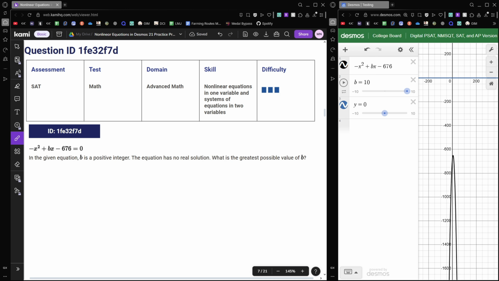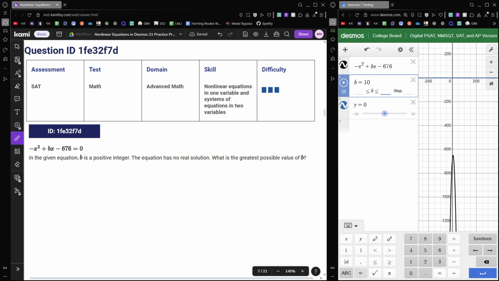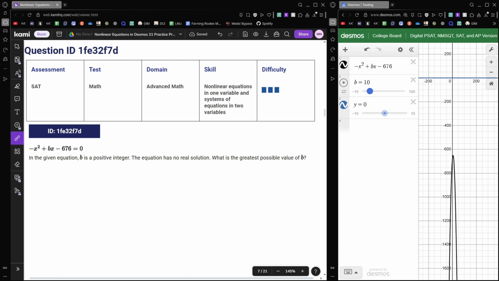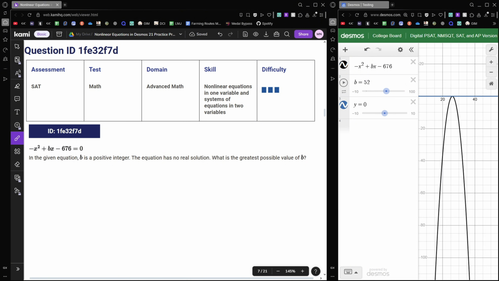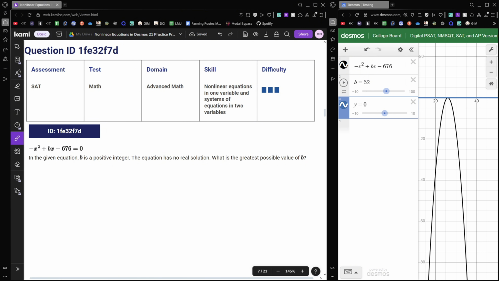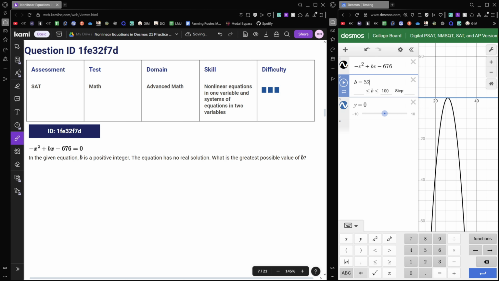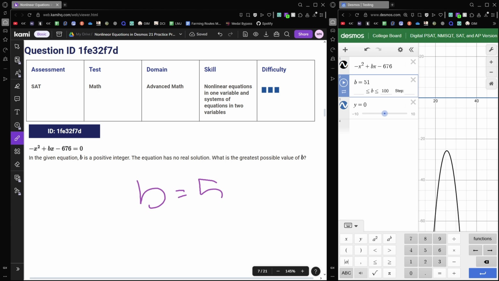It looks like 10 is definitely too far away, so we're gonna click on this 10 right here, next to the blue dot, and we're gonna type in 100, and let's just keep sliding it up. Okay, 51. Oh, 52. Alright, so when b is equal to 52, it intersects at 1 point, so that means there's one solution. That means that the greatest possible value of b, to where it still doesn't intersect, would be 51. So b is equal to 51.